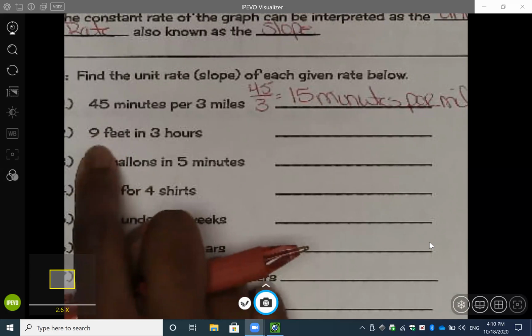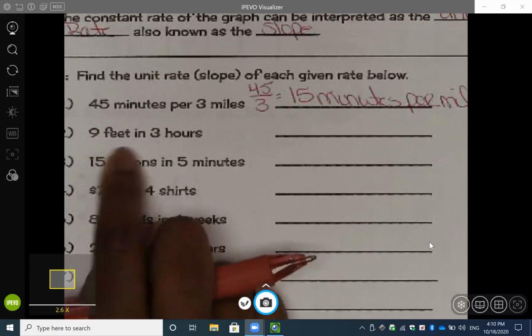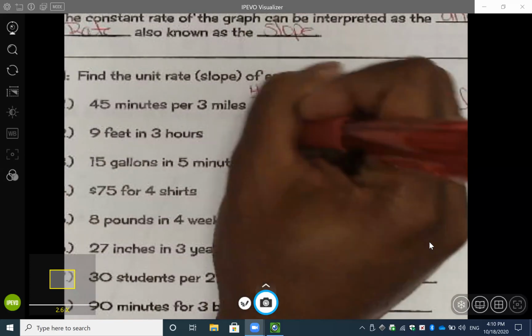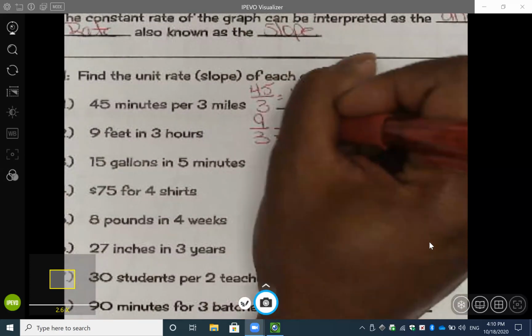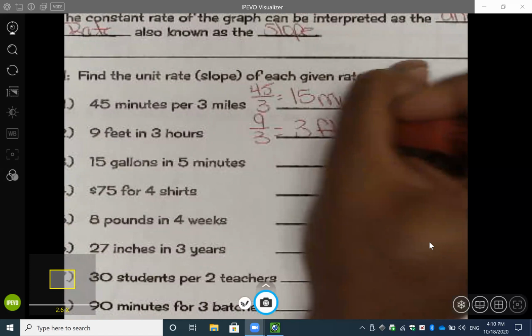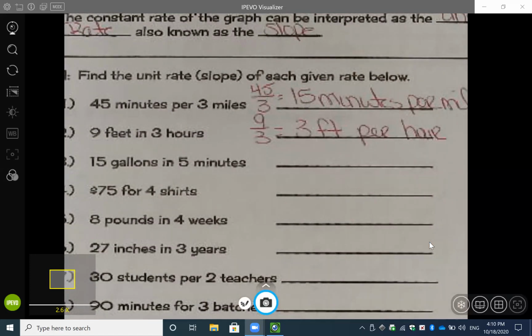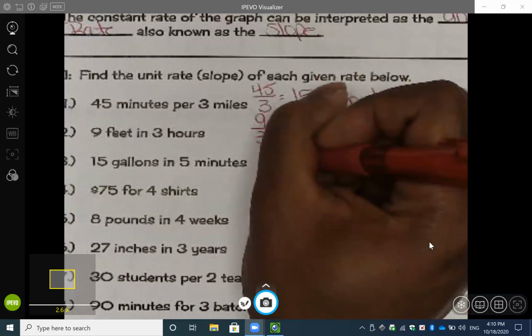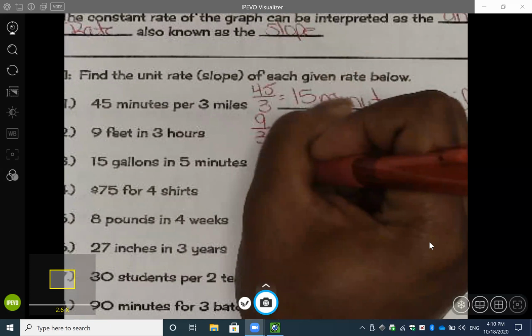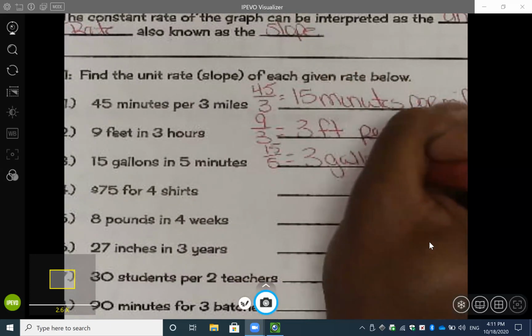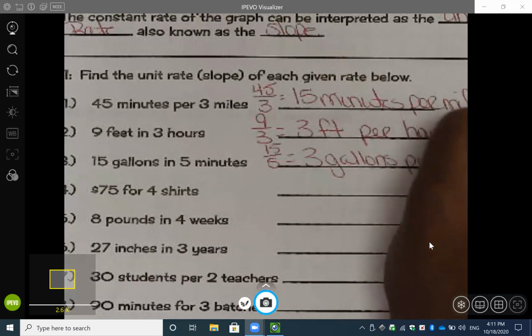This is 9 feet in 3 hours. So something can go 9 feet in 3 hours. We're going to set it up as 9 divided by 3, which is 3 feet per hour. 15 gallons in 5 minutes is going to be 15 divided by 5, which is 3 gallons per minute.